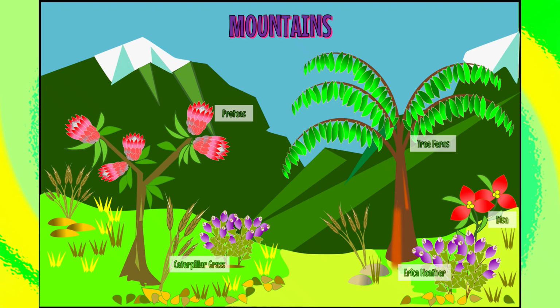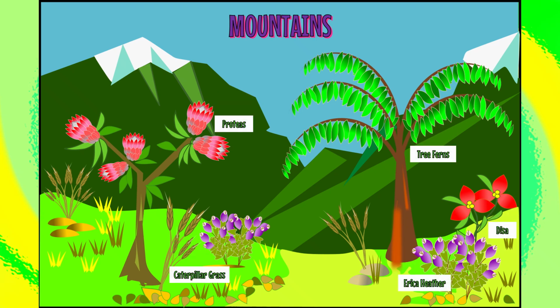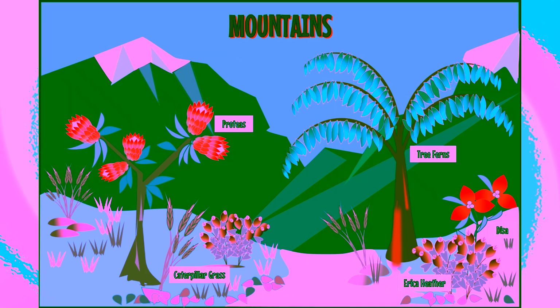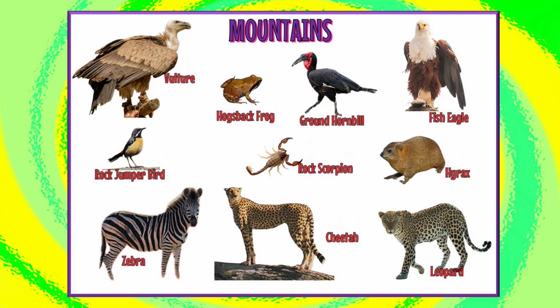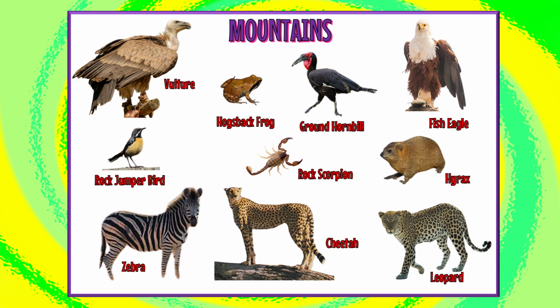Plants that survive best in the mountain habitats include proteas, tree ferns, erica heather, dissa, and caterpillar grass. Wow! I discovered that mountain animals that can be found are the vulture, fish eagle, hyrax, zebra, cheetah, leopard, rock jumper bird, rock scorpion, ground hornbill bird, and the hogsback mountain frog. So many kinds of animals.